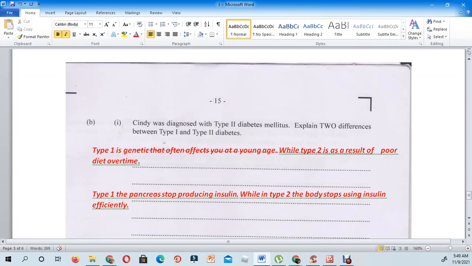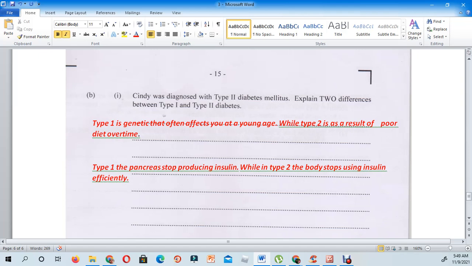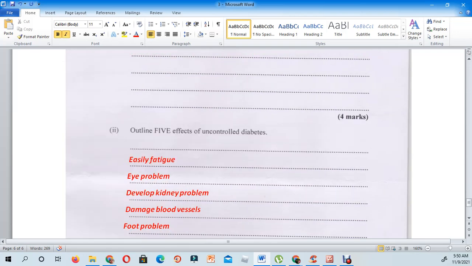Let's move down. So Cindy was diagnosed with type 2 diabetes. Explain 2 differences between type 1 and type 2 diabetes. Type 1 is genetic, that often affects you at a young age, while type 2 is as a result of poor diet over time. Next difference, in type 1 the pancreas stops producing insulin, while in type 2 the body stops using insulin efficiently.